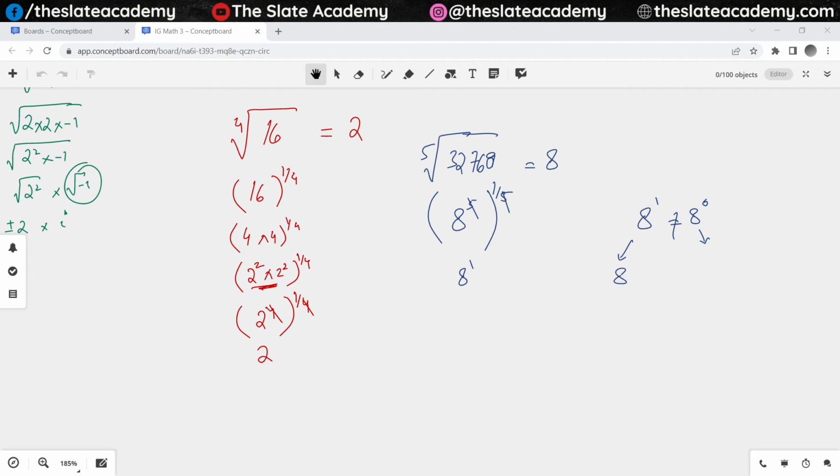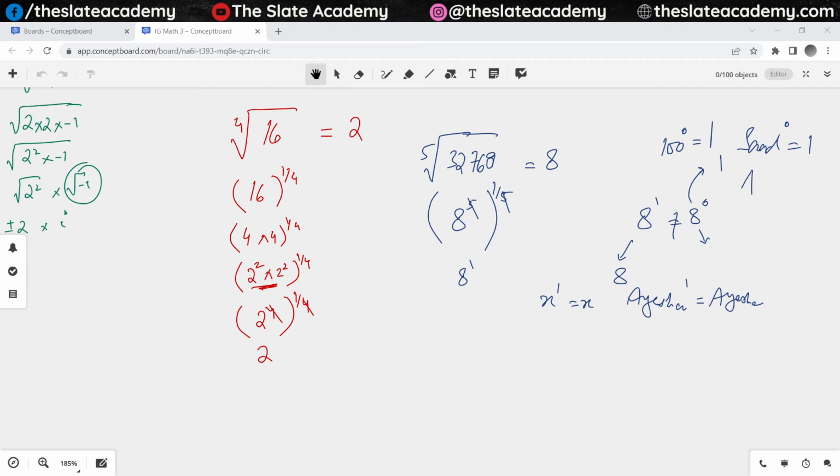Any number, anything raised to the power 1 is that thing itself. X raised to the power 1 is X. Aisha raised to the power 1 would be Aisha. Anything raised to the power 1 would be that thing itself. Got it? And anything raised to the power 0 would be 1. Anything at all. So 100 raised to the power 0 will be equal to 1. Sad raised to the power 0 will be equal to 1.